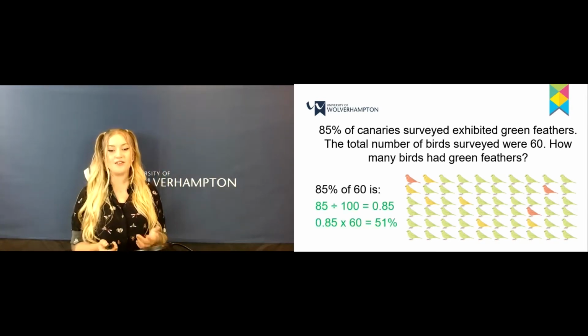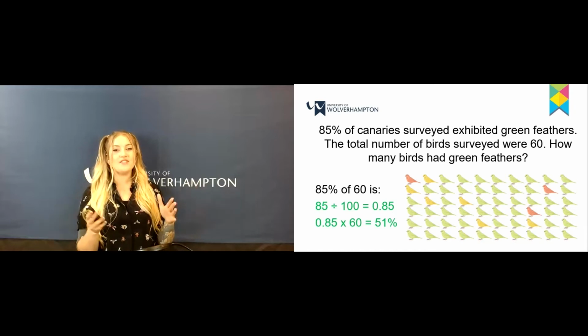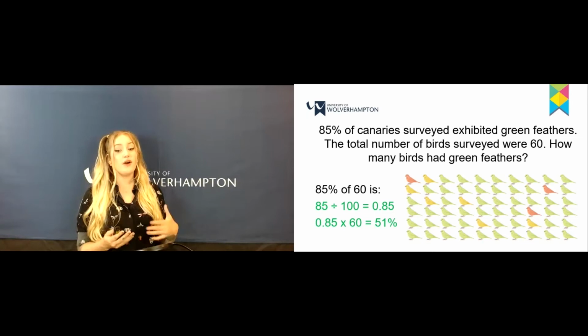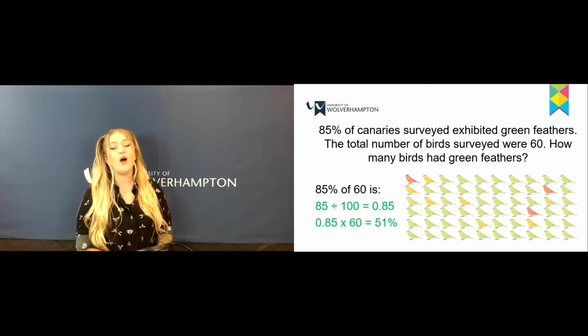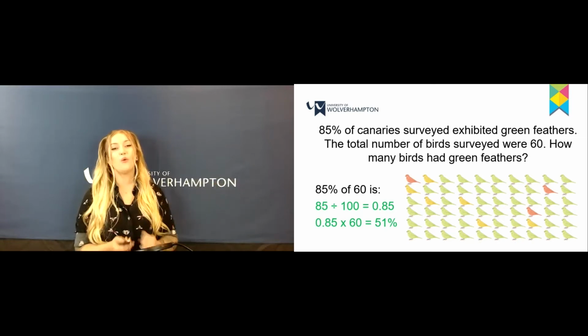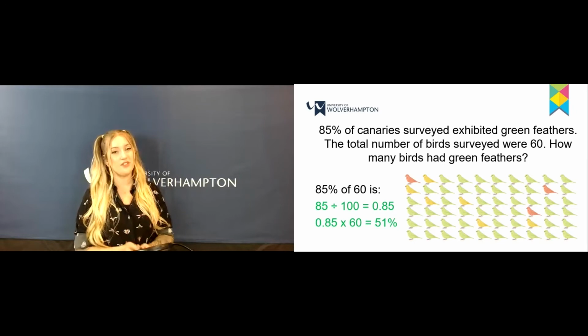So to work it out, we want to find out 85% of 60. So we do 85 divided by 100, which gives us 0.85. We then times 0.85 by 60, which gives us our answer of 51.